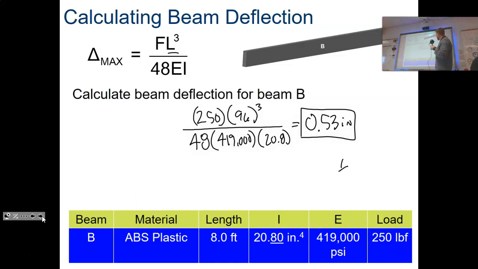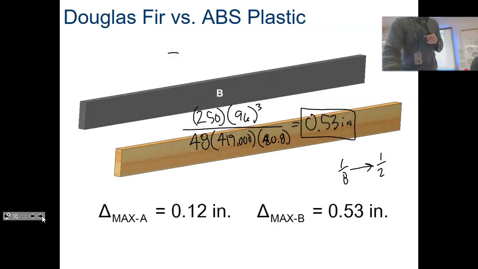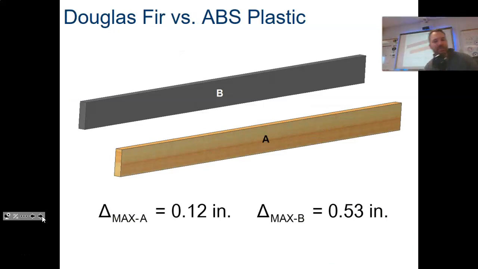So our other beam deflected 1/8. This deflects 1/2. You know, that's like 4 times the deflection in these two beams, just because of the material that it's made out of.